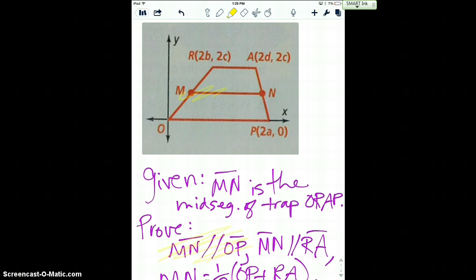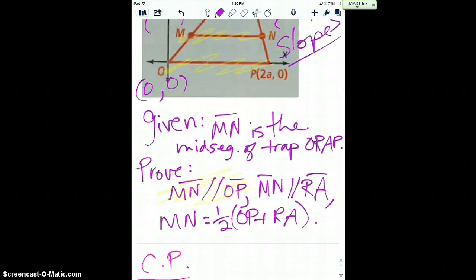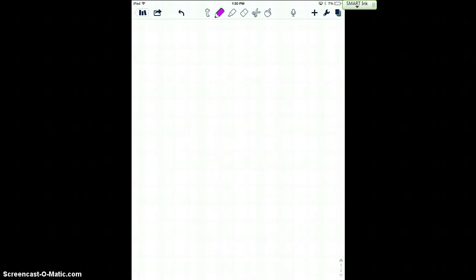We need to prove MN is parallel to OP. Well, in order to prove that, I would need to look at the slopes of those lines. And if they're the same, then I've proven that they are parallel. But in order to get slopes, I would need ordered pairs on every single one of these. Well, that one's easy. But do I have ordered pairs on M and N? No. So I would need to use the midpoint formula to get my coordinates of M and N. So that's my first step.